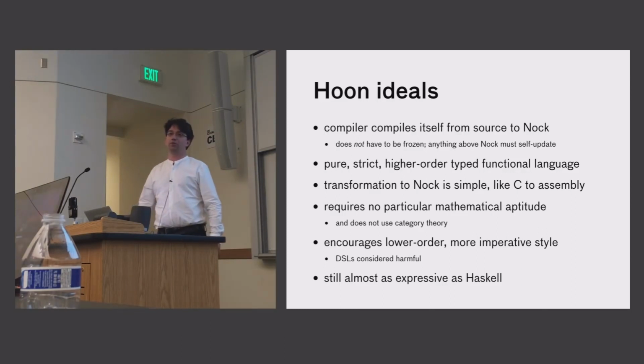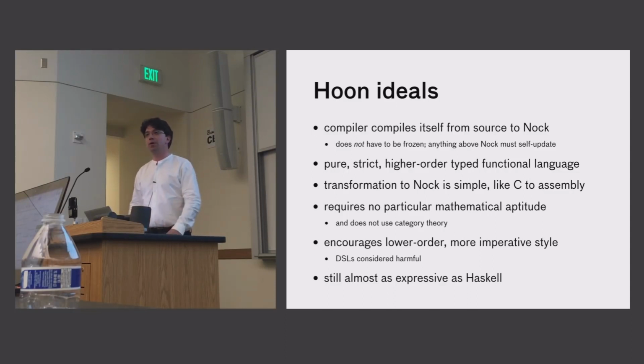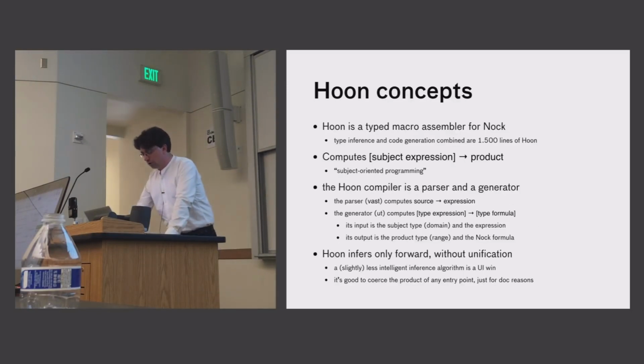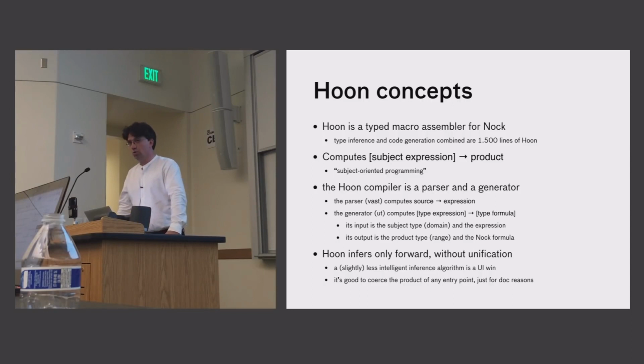And the thing is, Hoon is still almost as expressive as Haskell. It has the equivalent of type classes. It has genericity. It's not Haskell. Haskell people will be a little disappointed in it, but it's definitely not Lisp. Okay, so let's go a little more into detail on Hoon. The back end of Hoon is extremely simple. Type inference and code generation together are 1,500 lines of code. Shouldn't be super hard to learn.